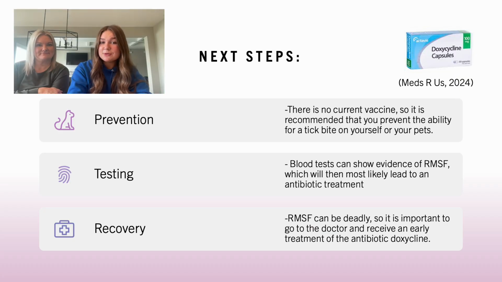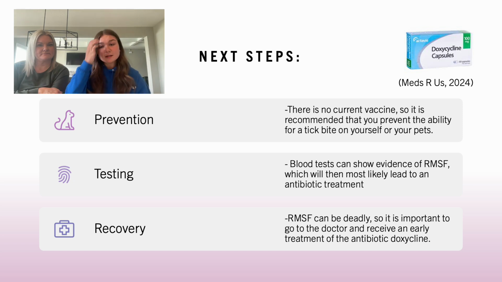Now that I've taught you that RMSF is caused by the exposure to Rickettsia rickettsii, I can teach you about the prevention, testing, and recovery. So in terms of prevention, there are no current vaccines, so it's important to keep your backyard clear of ticks, check your dogs often if you have them, and check your body in order to keep yourself safe from this disease.